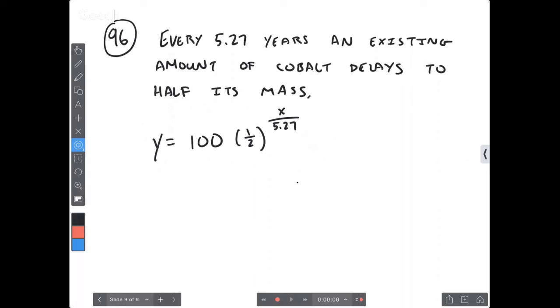And I'm going to say, what happens if it's 20 years? Oh, that would be after 20 years, there is 7.204 grams. After 40 years, now I'm plugging in x equals 40, there's 0.52 grams of cobalt.